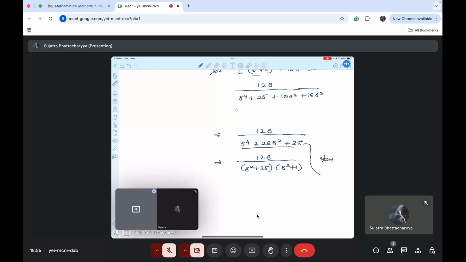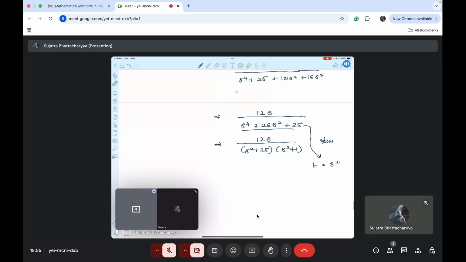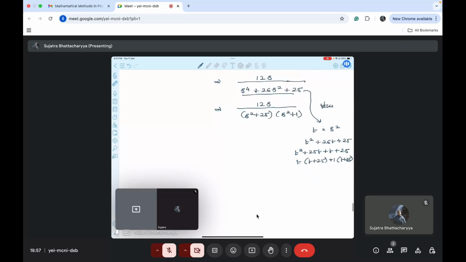Very easy. Take t is equal to s square. So you get in the denominator t square plus 26t plus 25. You can write t square plus 25t plus t plus 25. So t into t plus 25 plus 1 into t plus 25. Take common t plus 25 into t plus 1. And this is what exactly we are writing here.